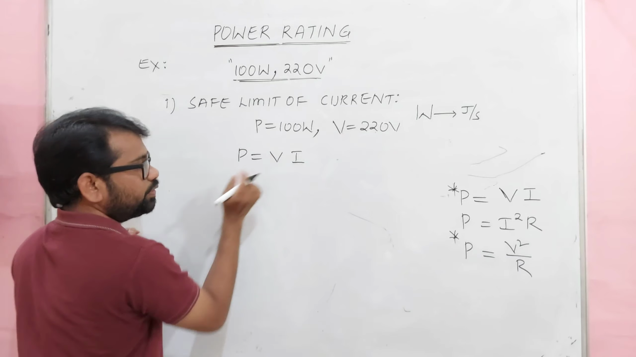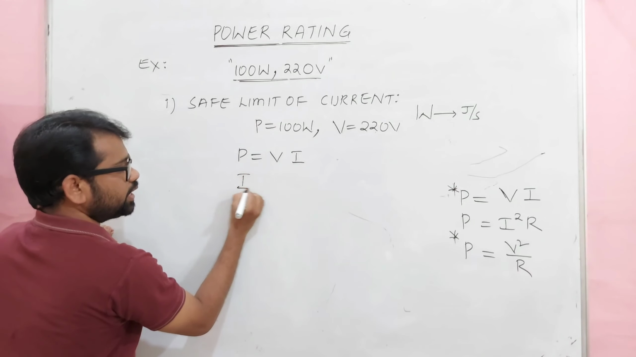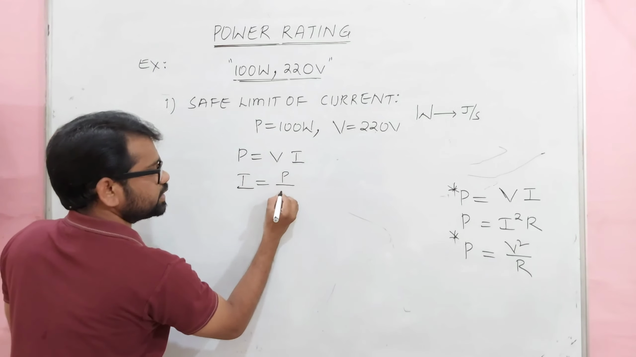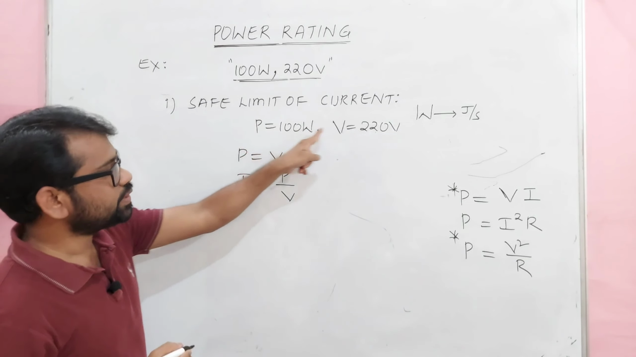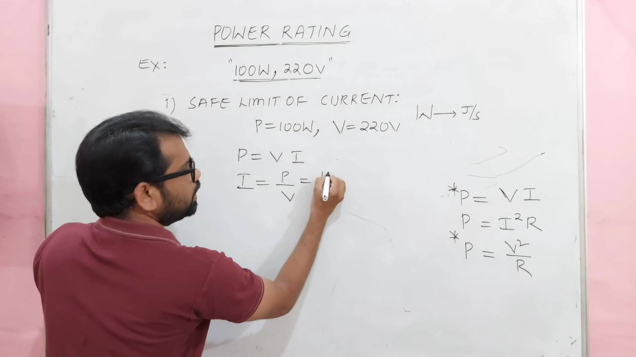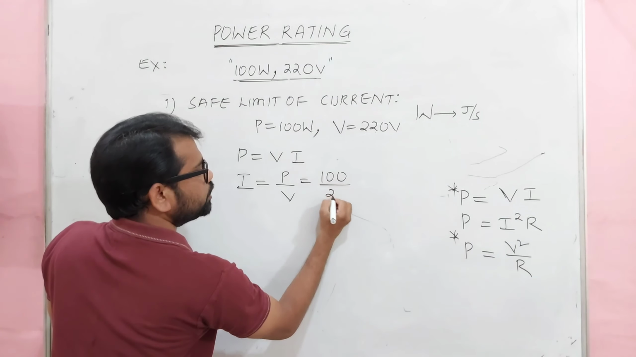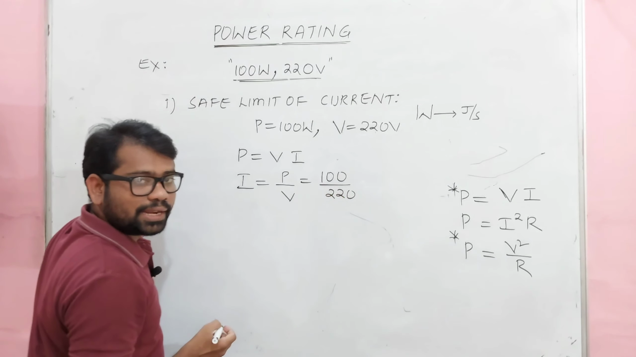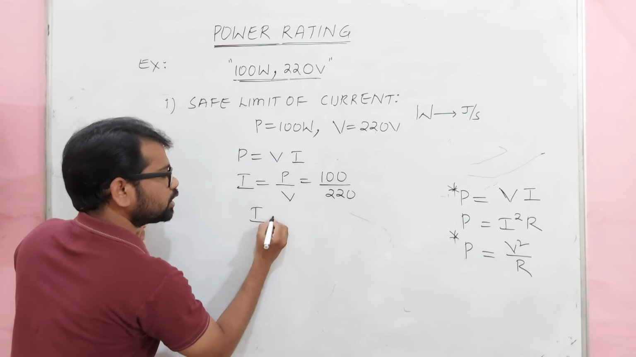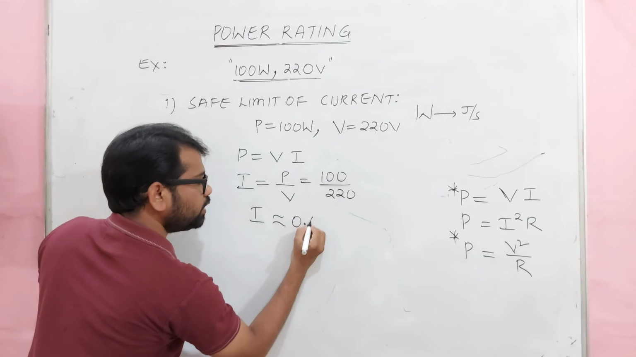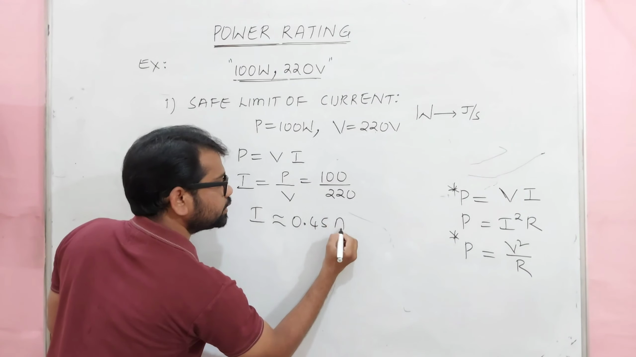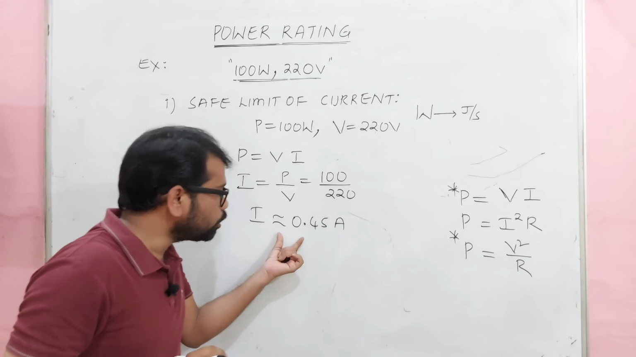So as P is equal to VI, dear children, can you write like this, I is equal to P by V? Yes, we can. Now you substitute these values here. So it will be 100 watt by 220. If you calculate this, you will get approximately 0.45 amperes.